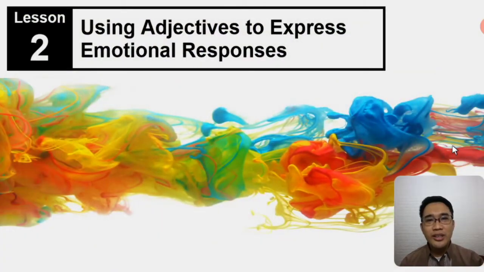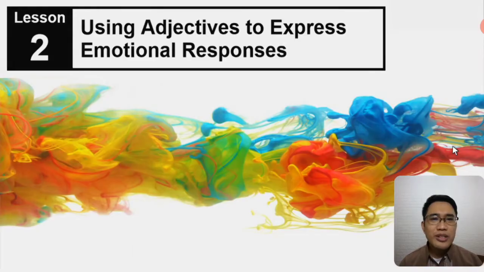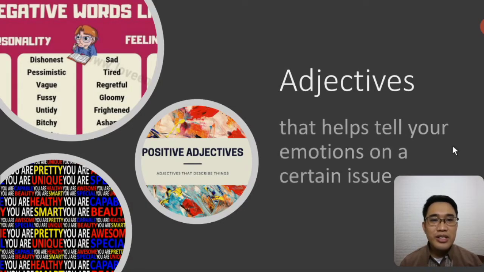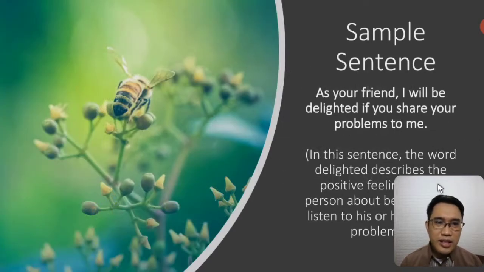Now that we're done with verbs helping us to express emotional responses, let's talk about our lesson 2. Another part of speech that can help us express our emotions is what we call adjectives. What do we remember about adjectives? Well, adjectives are words that describe a noun or a pronoun, but they also help tell our emotions on a certain issue. We have positive adjectives and negative adjectives.